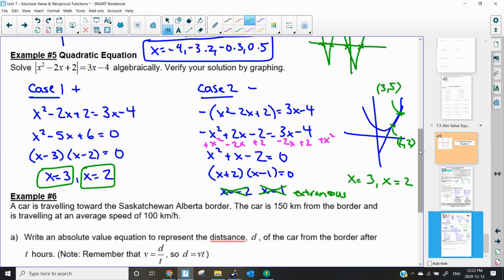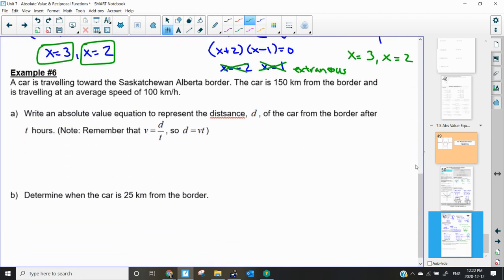All right, so one final example here, we're going to be looking at a word problem. So we're told that a car is traveling towards the Saskatchewan-Alberta border. The car is 150 kilometers from the border and is traveling at an average speed of 100 kilometers per hour. And we're asked to write an absolute value equation to represent the distance of the car from the border after t hours. And again, we're told that velocity equals distance over time. So our distance would be our velocity times our time.